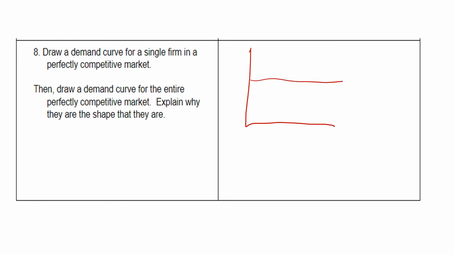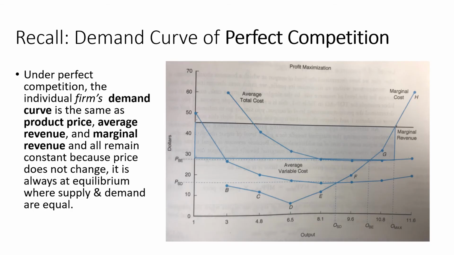That's going to be that horizontal line, and then for a demand curve for an entire market, your demand curve is going to slope downward because it's basically saying that the higher the prices, the less quantity is going to be demanded, and the lower the prices, the higher the demand is going to be. So here's just an example of the demand curve along with some other curves.